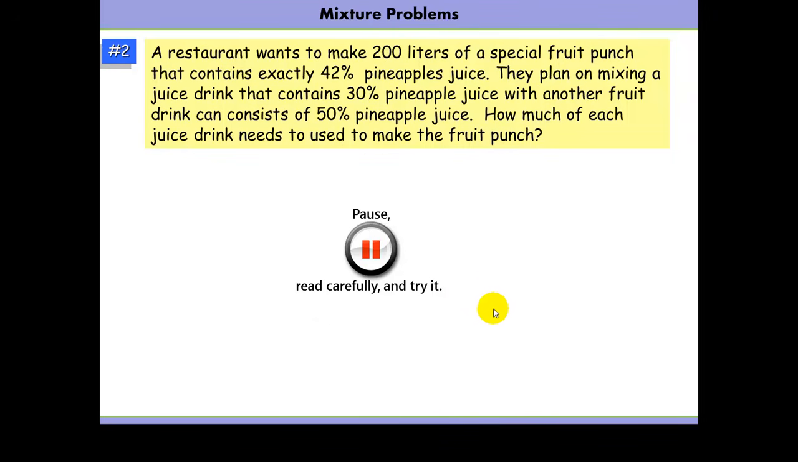So here's the problem for you guys to try. I highly recommend that you read it carefully. I would set up a table. Do the best you can. We will go over this in detail. But again, try the best you can, and when you get your answer, see if it makes sense. So go ahead and give this a shot.